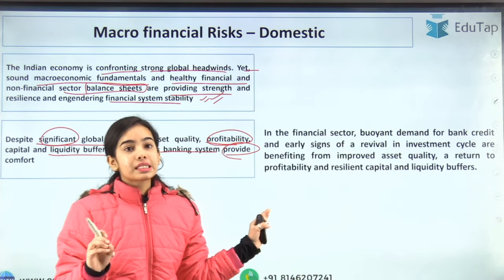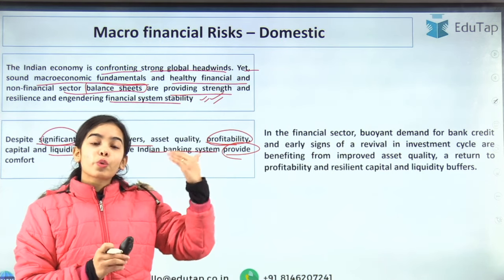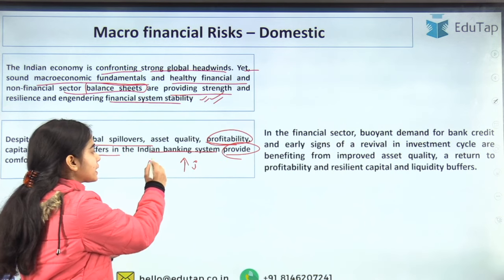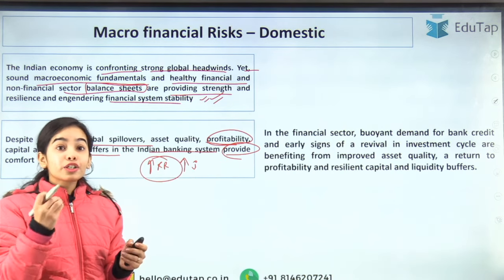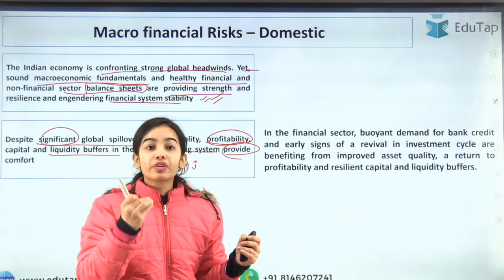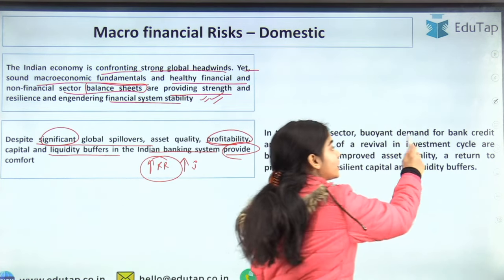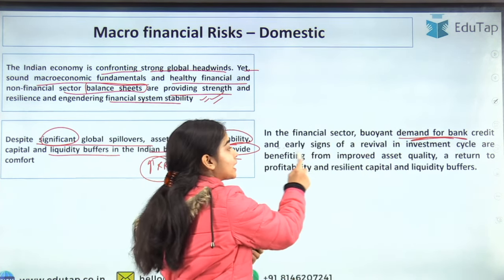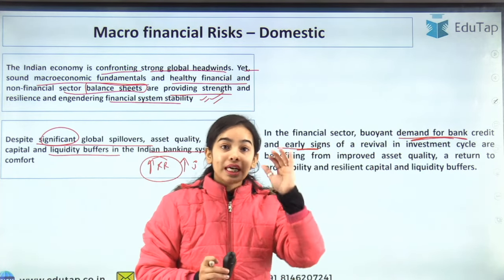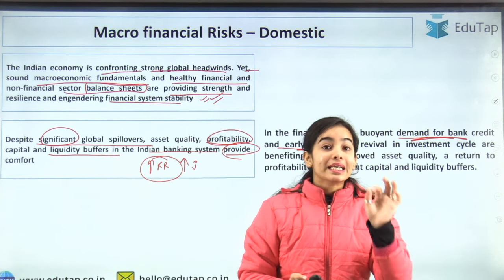In the financial system, the demand for bank credit is quite good. The interest rate is quite high and continuously increasing because the Reserve Bank of India is increasing the repo rate. But still the credit growth is high. That is the trust of the people. Consumer confidence is quite high, due to which a lot of investment is happening, so the demand for bank credit is high, and we have also seen early signs of revival in the investment cycle. Even though the global economy is facing a lot of trouble, consumer confidence in India is quite high.